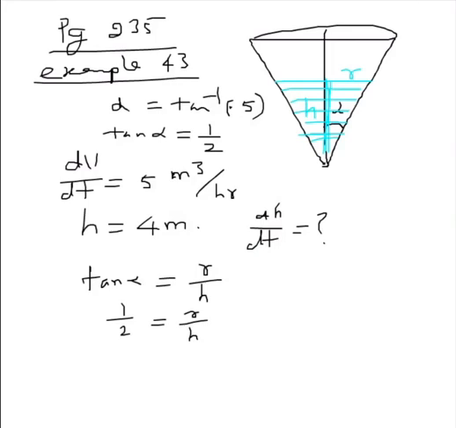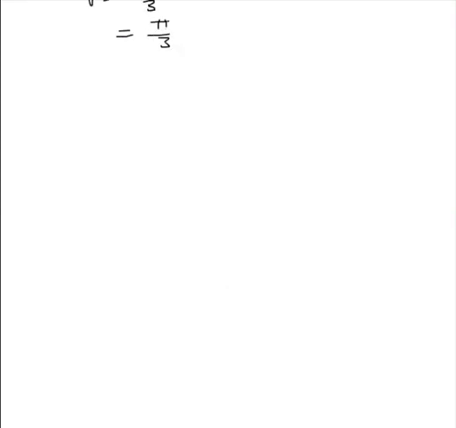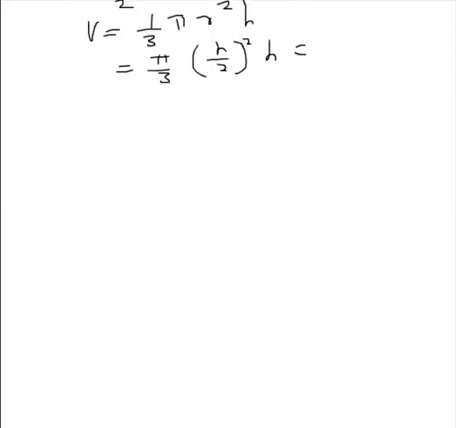Okay. Now volume is, I am leaving one line because I have to decide for which variable I have to substitute. Of course, we have to eliminate r because we need h in our answer. We have to find dH by dt. So volume of the cone is 1 by 3 pi r square h. So I am eliminating r, h by 2 the whole square, which becomes pi by 2 square is 4, 4 3s are 12, and h cube.